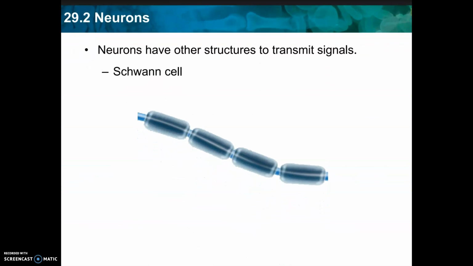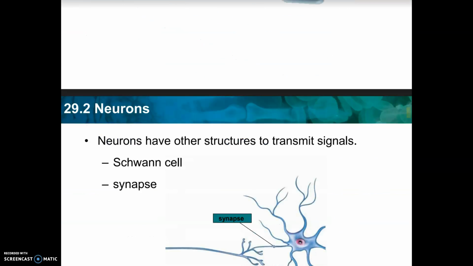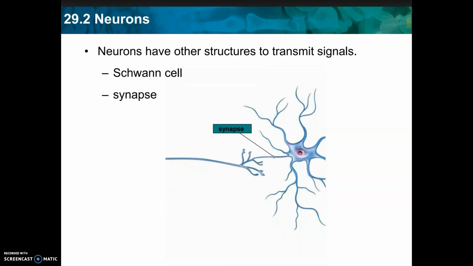But there are other parts of neurons that also help transmit signals. Schwann cells, for example. Schwann cells produce myelin. Myelin sheath increases the speed of signal transmission. Neurons also have synapses. Synapses are a small gap at the end of a neuron. This allows a signal to pass from one neuron to the next.